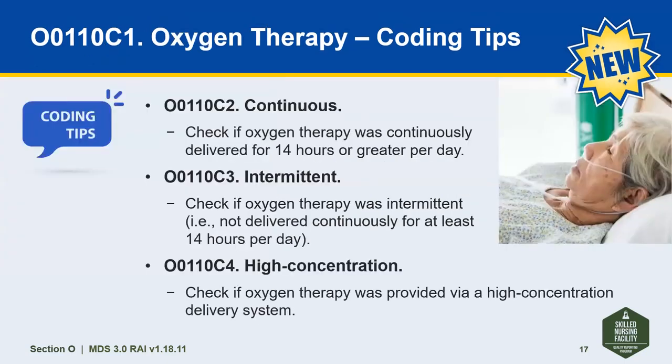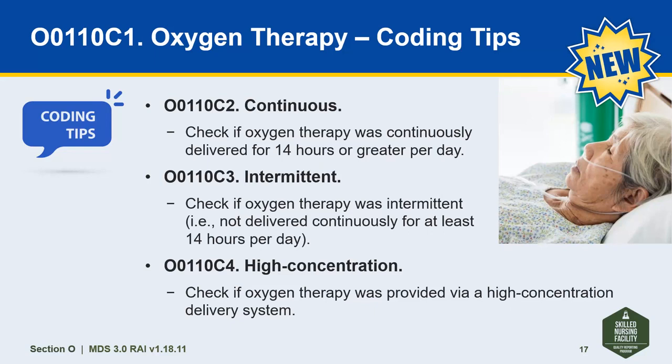And here are new coding tips for the additional sub-elements for oxygen therapy. There are 3 options to choose from: continuous, intermittent, and high concentration. You'll check continuous if the oxygen was continuously delivered for 14 hours or greater per day. You would check C3, intermittent, if the oxygen was intermittent, which means it was not delivered continuously for at least 14 hours per day.